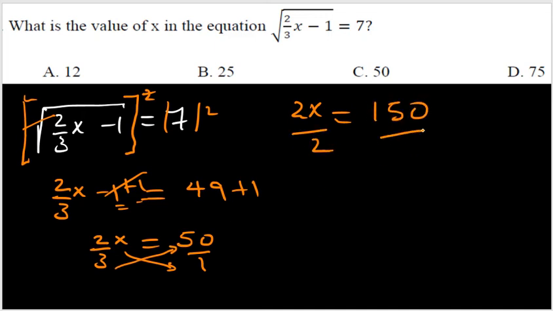And then divide both sides by 2. Our objective is, step by step, making the x alone. Finally, the x value will be 75. That is the answer, which is D.